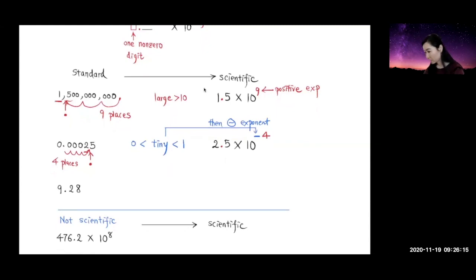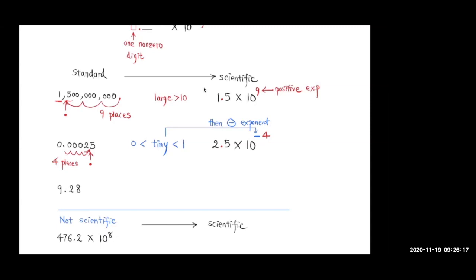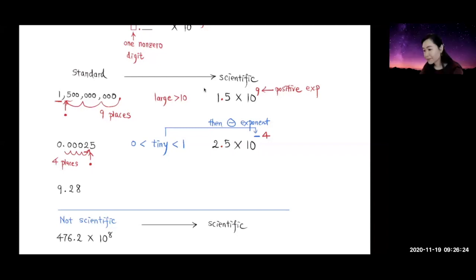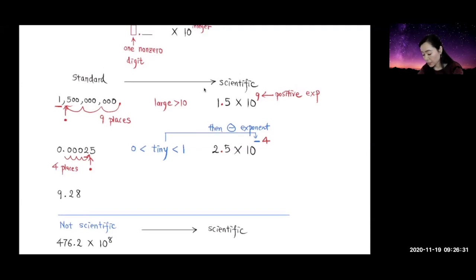Question? Miss Renee, I have a question. Sure. When you said large, greater than 10, to make it positive, I didn't get that part. So if it's greater than 10, like this number over here, then you have this positive exponent.